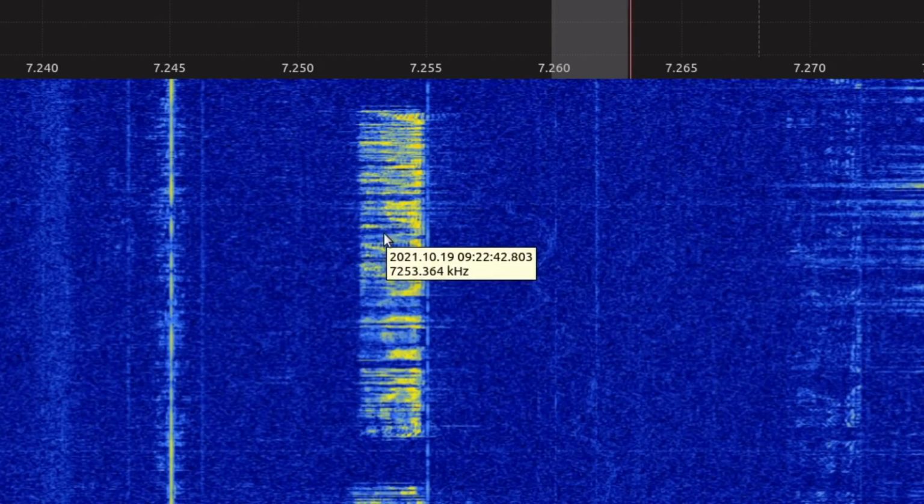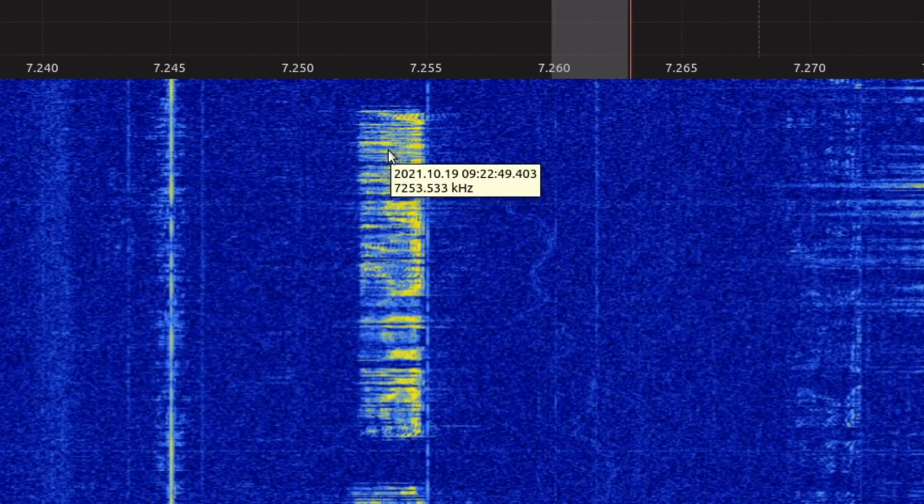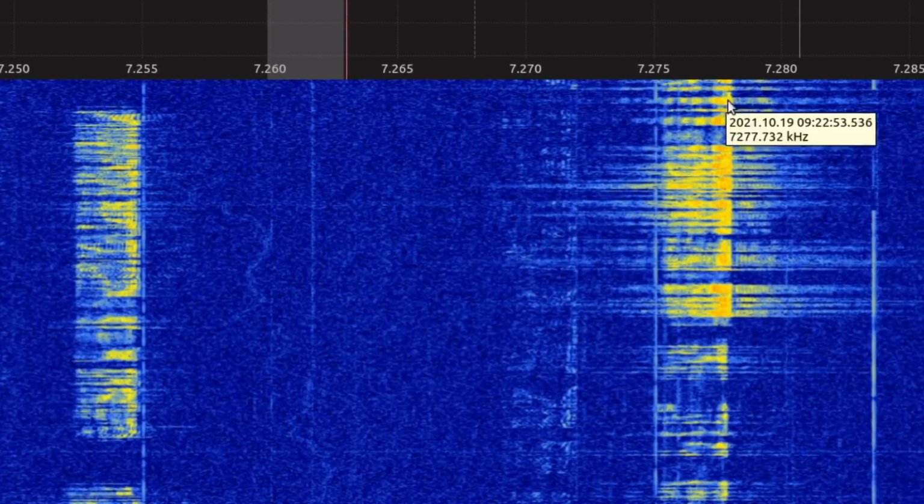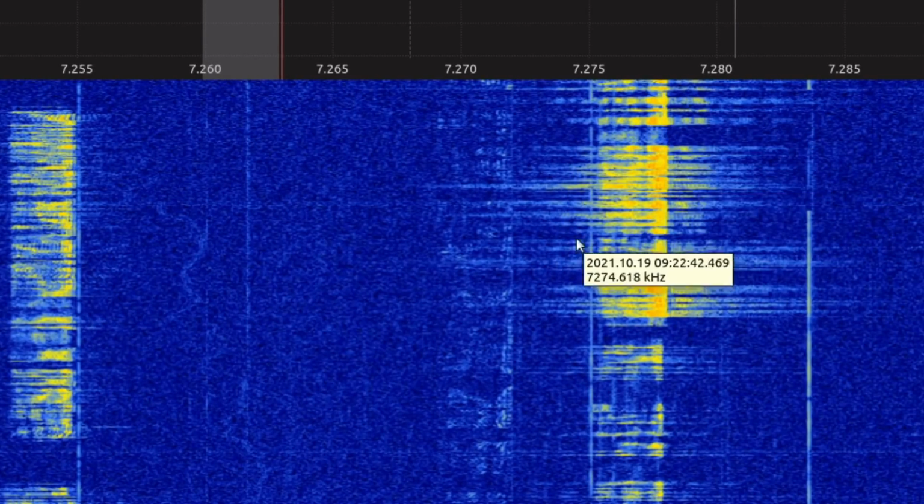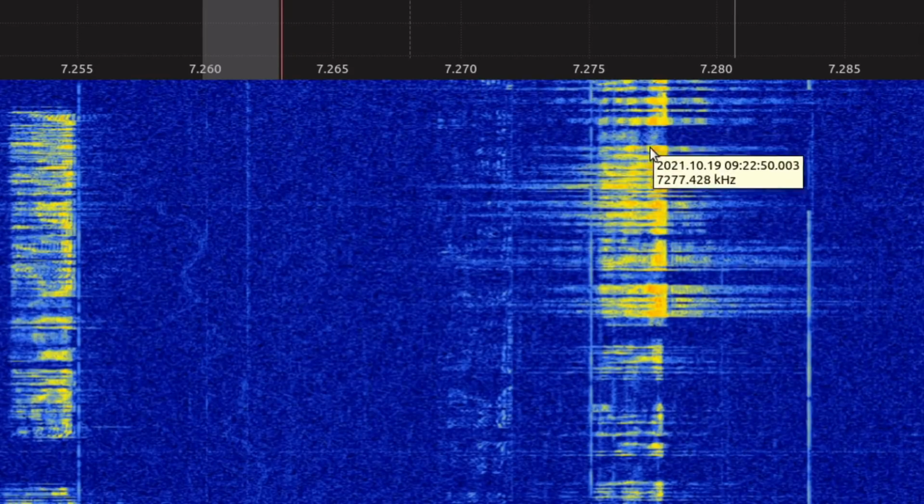Now, if we listen to it, and we'll do that in a moment, we'll activate the receiver and listen to some signals. His voice will be very clear and very easy to understand, almost like he's standing in front of you and talking to you. Over here, we have a very ugly, splattery signal.